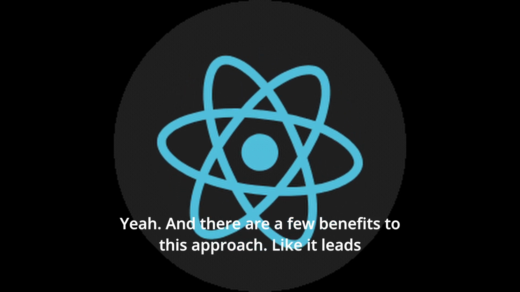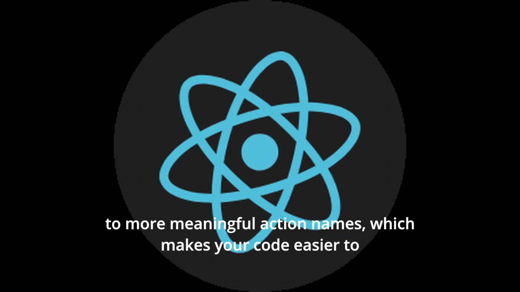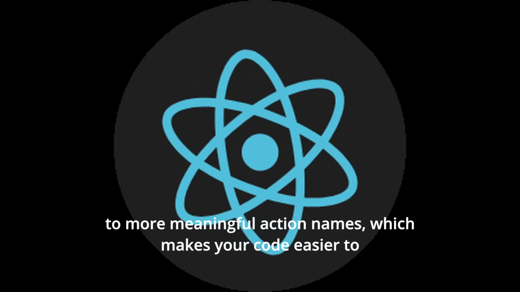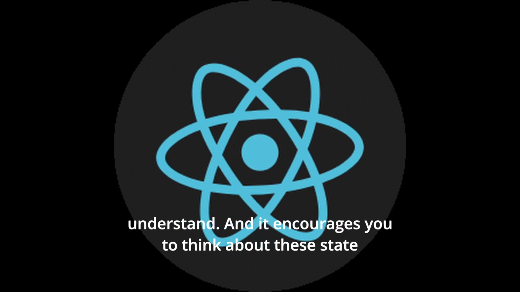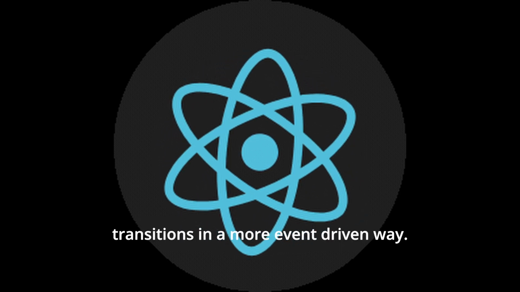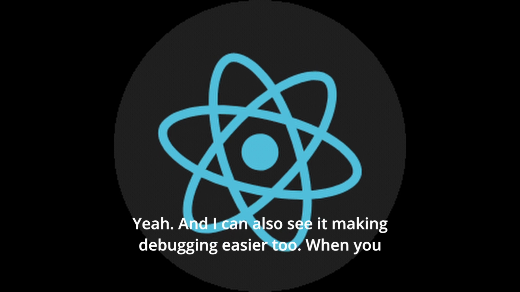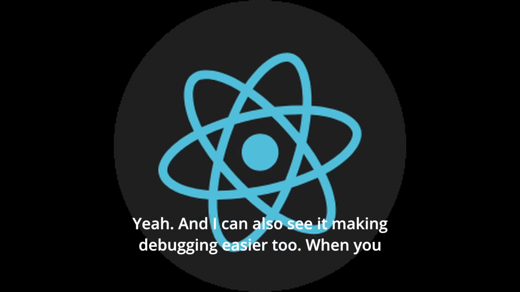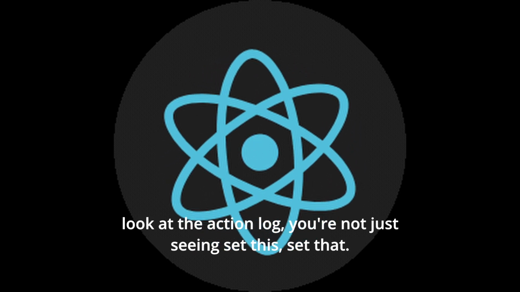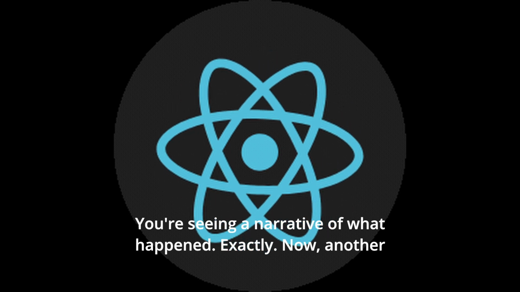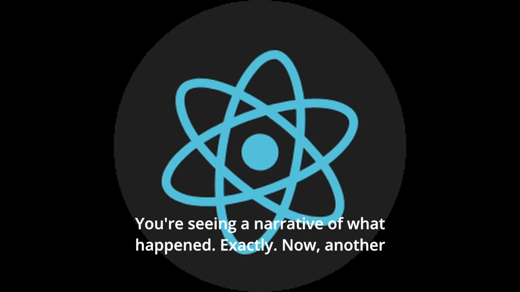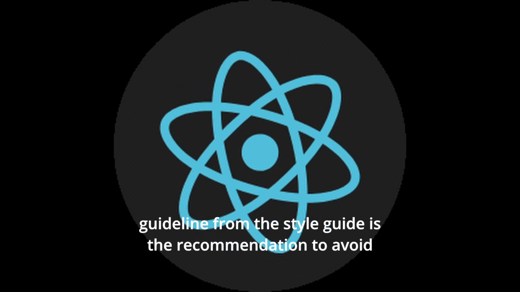Yeah. And there are a few benefits to this approach, like it leads to more meaningful action names, which makes your code easier to understand, and it encourages you to think about these state transitions in a more event-driven way. Yeah, and I can also see it making debugging easier, too. When you look at the action log, you're not just seeing set this, set that. You're seeing a narrative of what happened.